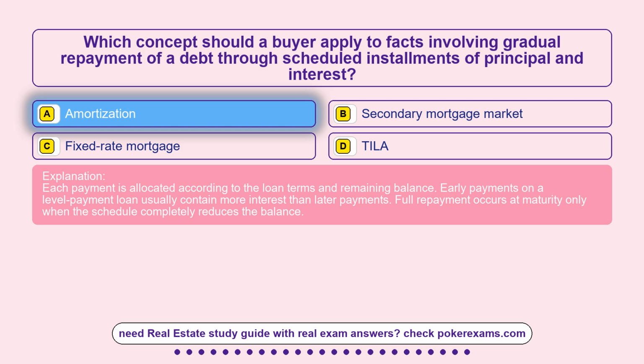Each payment is allocated according to the loan terms and remaining balance. Early payments on a level-payment loan usually contain more interest than later payments. Full repayment occurs at maturity only when the schedule completely reduces the balance.